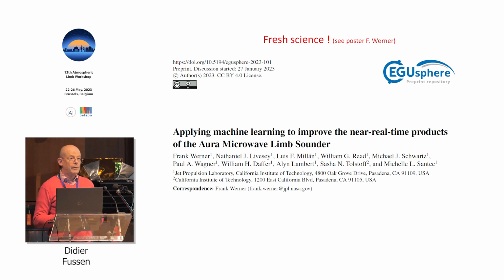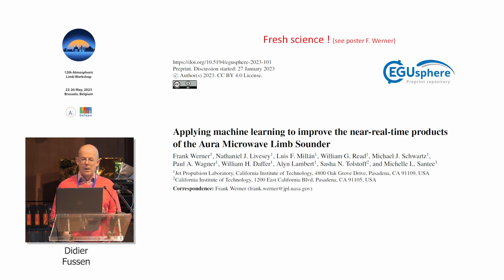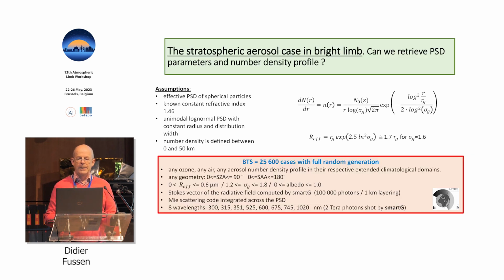And I would say this is, in my opinion, fresh science. I saw this paper about MLS, the application of machine learning for MLS. I think we have a poster about that. I have seen different talks and presentations about the use of machine learning here. And I will focus directly on a concrete example, that is stratospheric aerosol in bright limb. It's related to what we do in ALTIUS, but not only, it is a general approach.